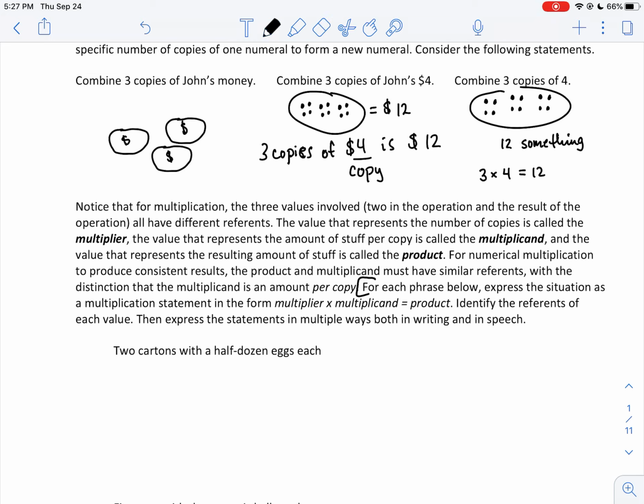Continuing with our reading here, for each phrase below, express the situation as a multiplication statement in the form multiplier times multiplicand equals product. Identify the reference of each value, then express the statements in multiple ways, both in writing and in speech.